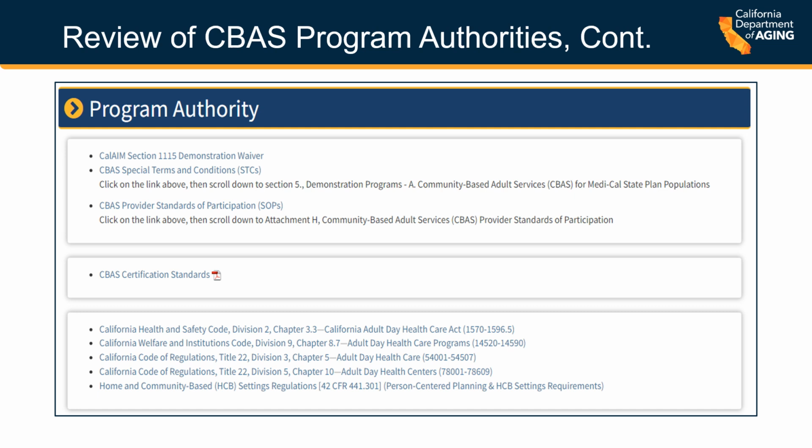The bottom section includes links to various codes and regulations that apply to ADHC, such as the California Health and Safety Code for Adult Day Health Care Act, California Welfare Institutions Code for Adult Day Health Care Programs, California Code of Regulations for Medi-Cal Certification Adult Day Health Care, California Code of Regulations for Licensing of Adult Day Health Centers, and the Home and Community-Based Settings Regulations for the California Bridge to Recovery Reform Waiver.